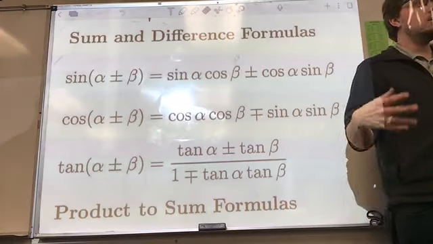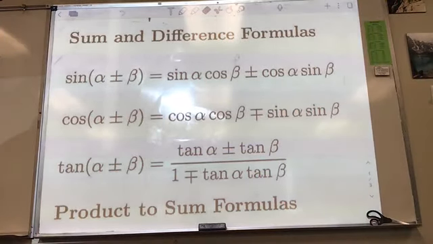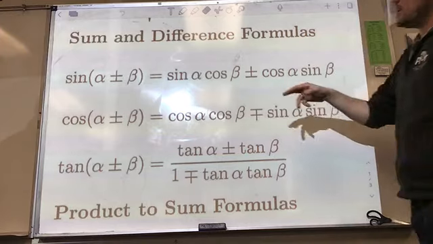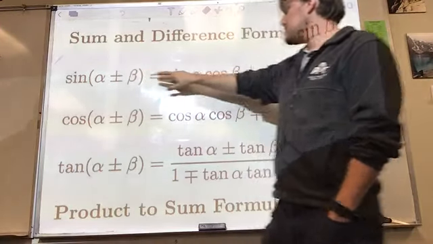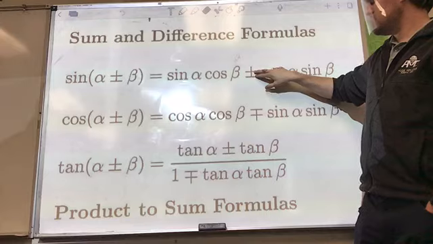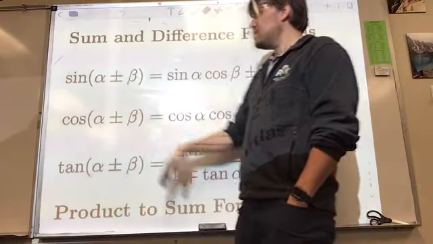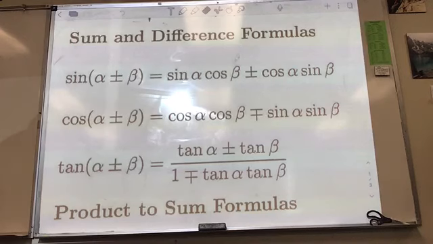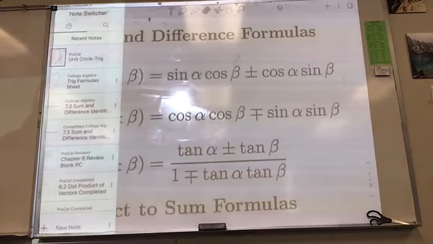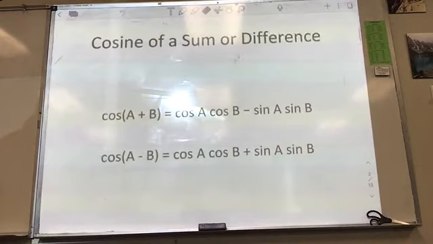So with cosine, we're going to do the opposite sign. If the problem has a plus in it, we're going to do the minus in the formula. With sine, it's the same: this is a plus or minus, and this is a plus or minus. What we always say is sine is the same sign, and cosine is different. Okay? So let's switch back over to the notes and talk about what that actually means.